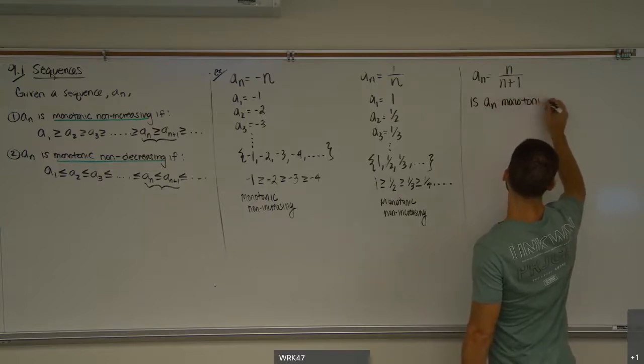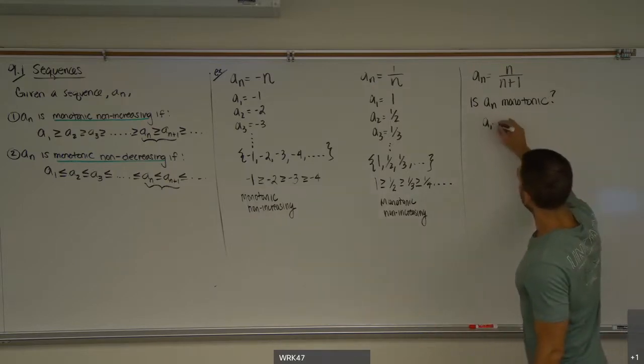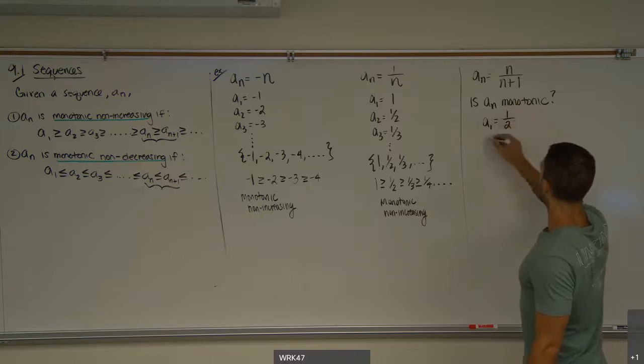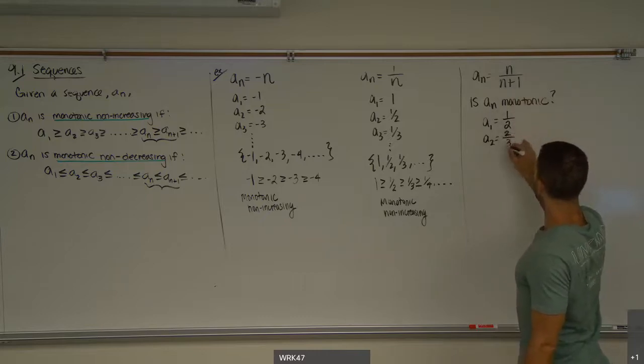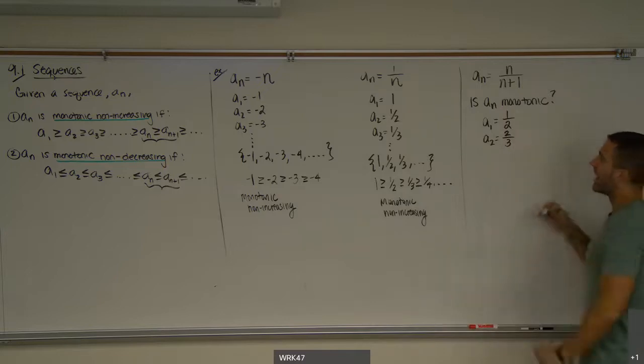Monotonic. Well, we could write out the first couple terms. So a sub 1 is 1 over 2, so 1/2. A sub 2 is 2 over 3. So that's larger, right? 2/3 is larger than 1/2.